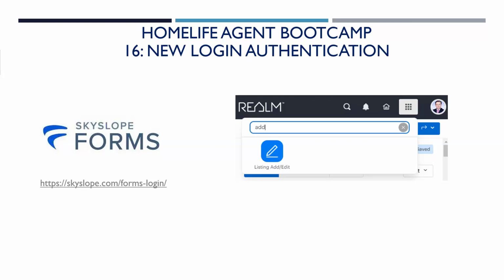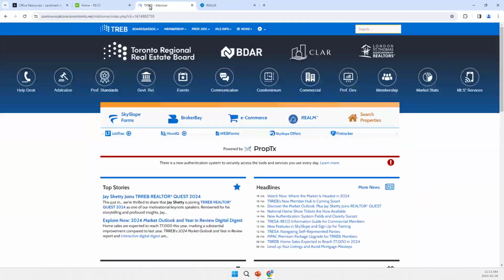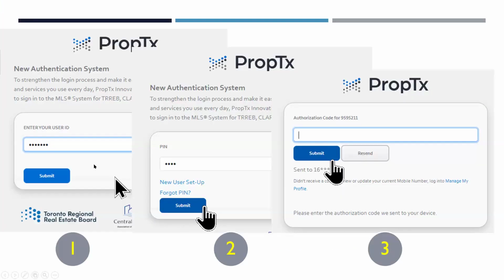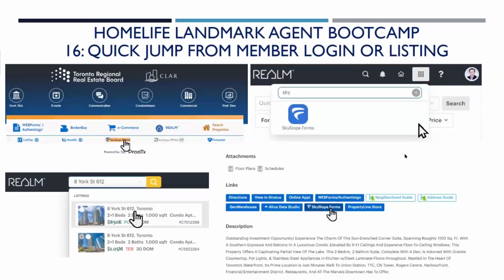Now I'm jumping to the web page. So the login, they have a new login. I'm not going to talk about the new login, okay? Because you may have experienced that already. The new login is just straightforward. You type in your user ID, which is your TRREB membership, and go through all the steps, and then you will get in. And then you jump from there.